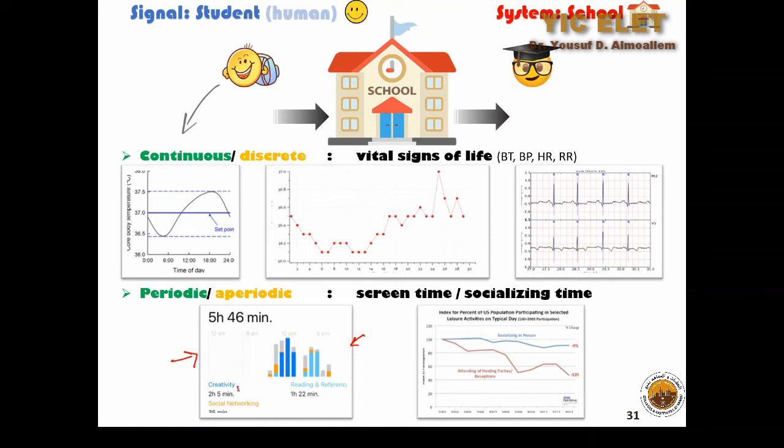Maybe you could find some pattern followed in this one, if you look at maybe creativity, which is assigned with classes, sometimes attendance, or reading some references if he is preparing for the exams. If you look monthly, weekly or daily, maybe you could find some patterns and find periodic signals. Otherwise, it will be aperiodic signals.